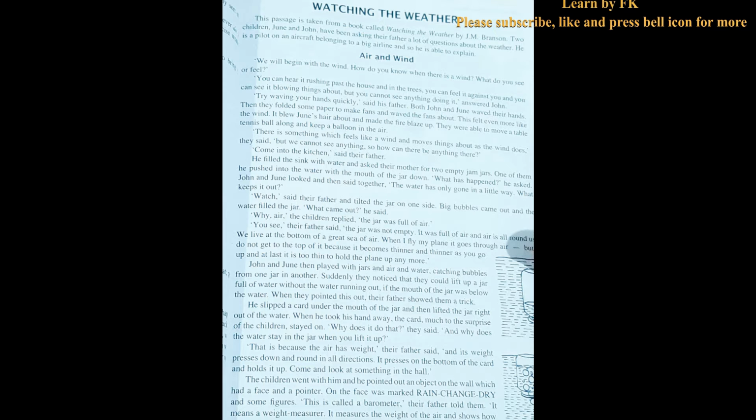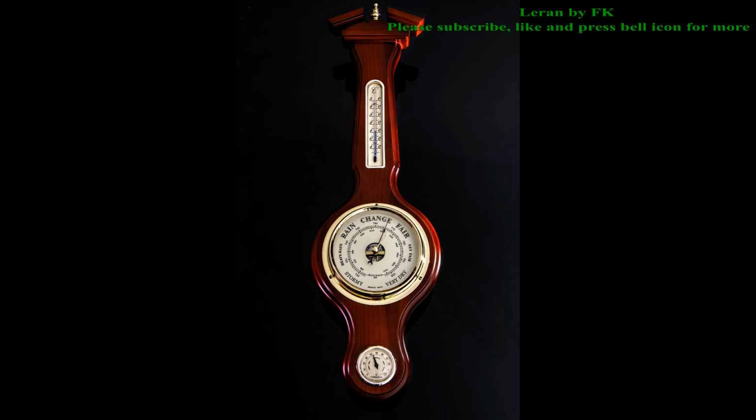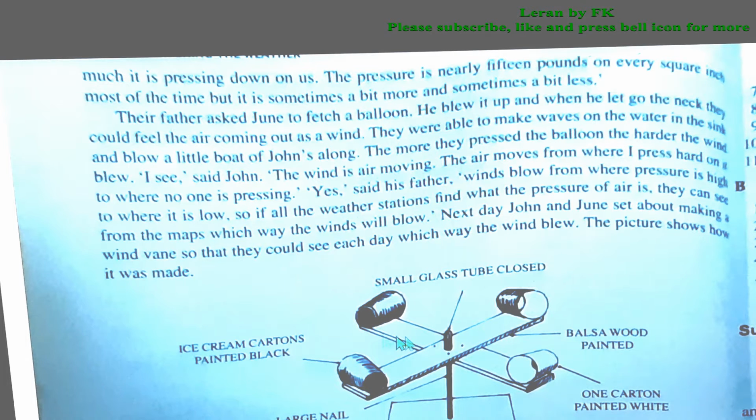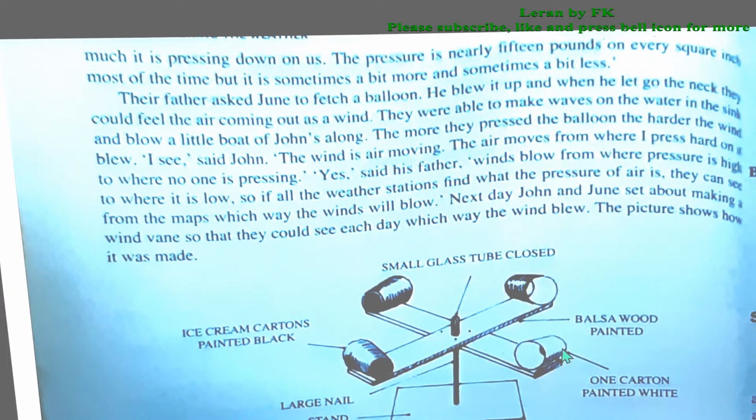This barometer weighs, or you can say measures, the air or wind. The barometer has a pointer which shows which situation there is, whether rain, change, or dry, so it shows about the weather. It measures the weight of air and shows how much it is pressing down on us.